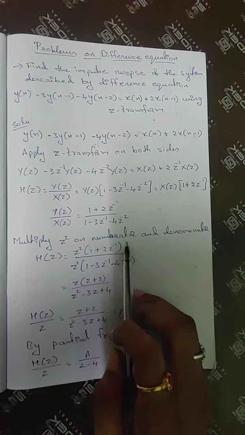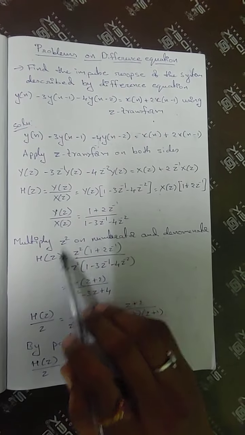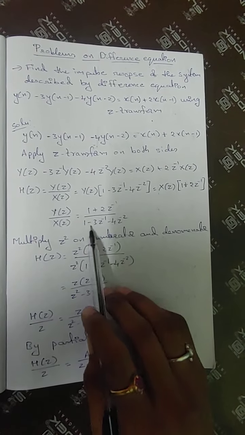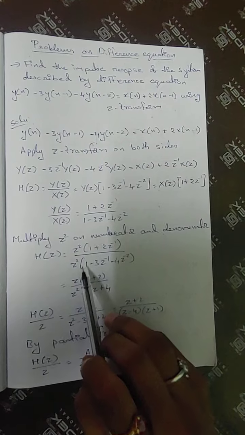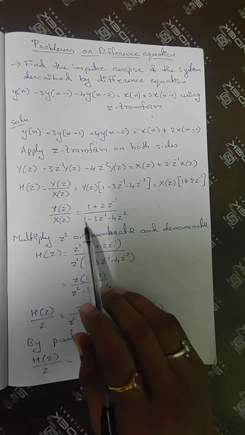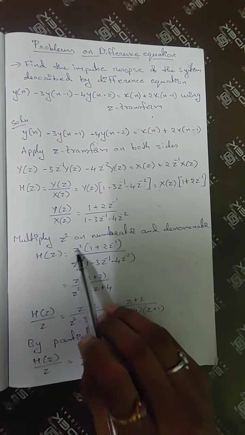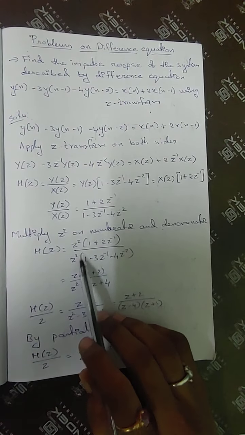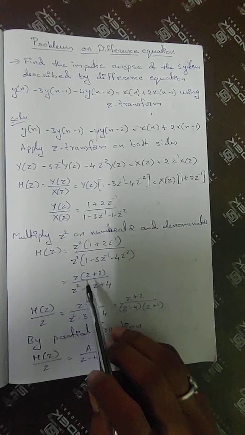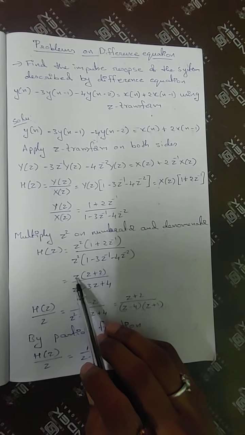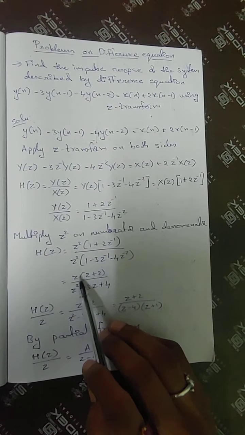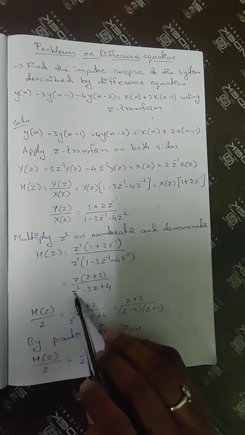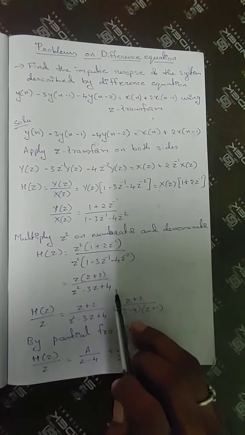Multiply z square on numerator and denominator. Now H of z is equal to, so this is not in the equation form. In order to get this in equation form, we have to multiply numerator and denominator by z square. So after multiplying z square on this equation, there is a common z here: z into z plus 2 divided by z square minus 3z plus 4.